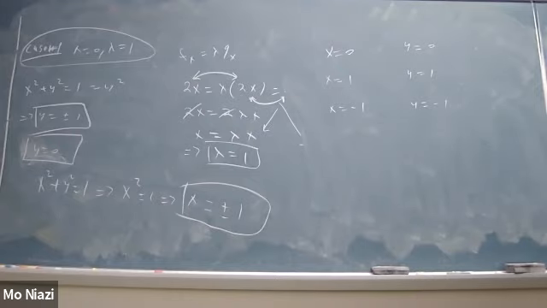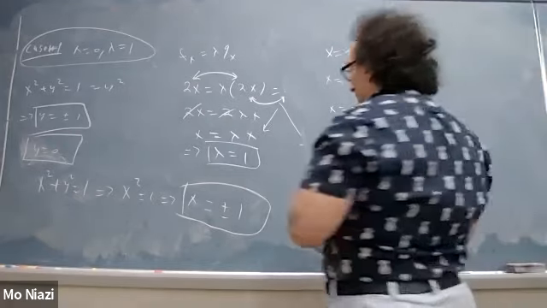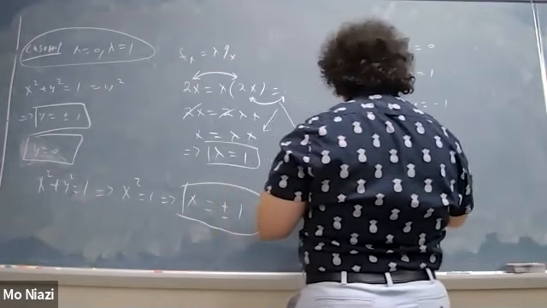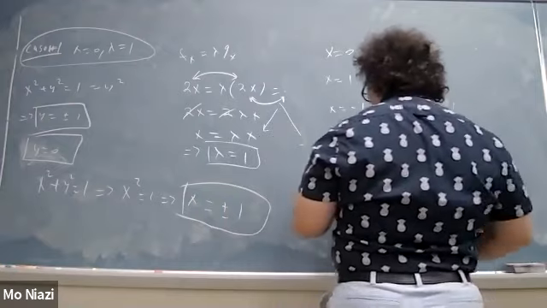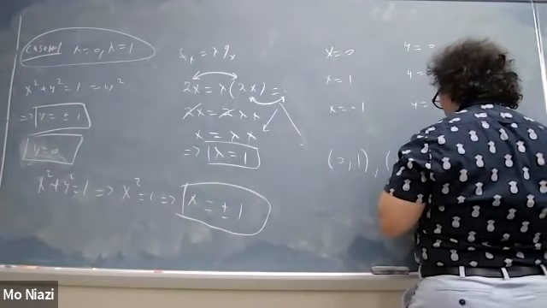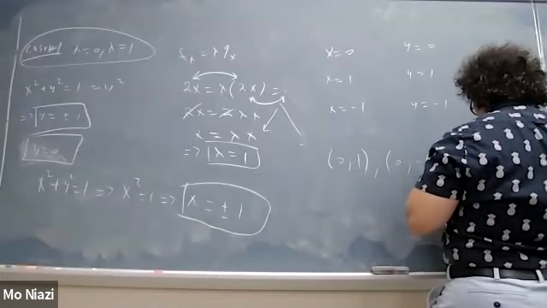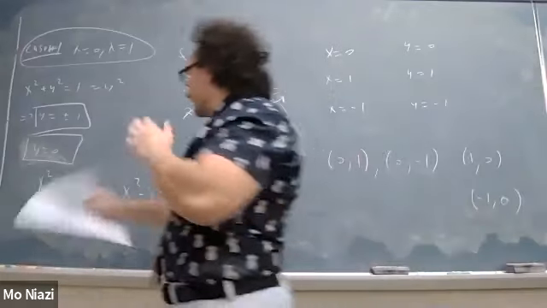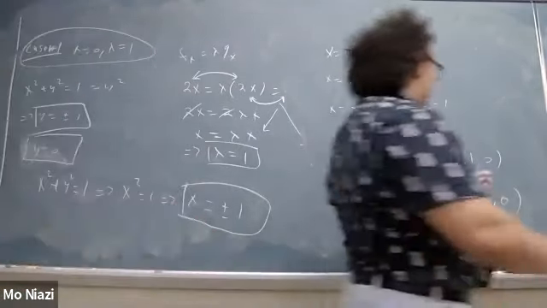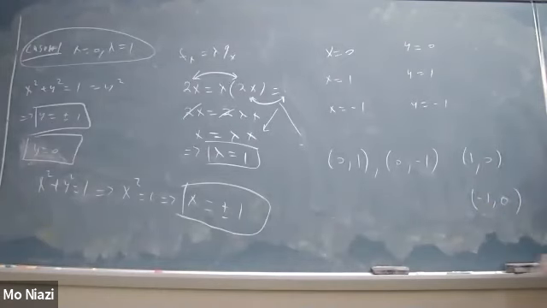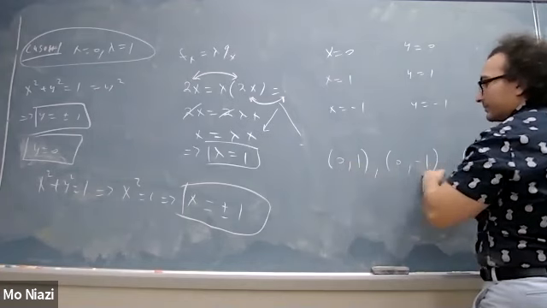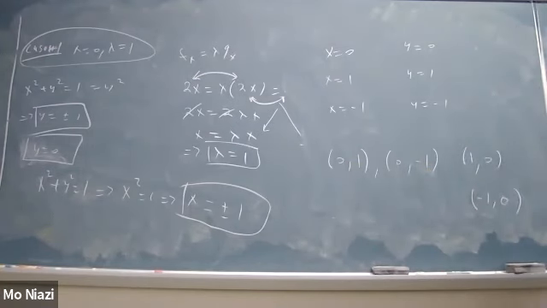So combining all of these with their assumptions: when x was 0, y was 1. When x was 0, y was also negative 1. When x was 1, y was 0. And when x was negative 1, y was 0. Remember, when y was 0, x was plus or minus 1. And similarly, when x was 0, y was plus or minus 1. That's just a consequence of our calculations.